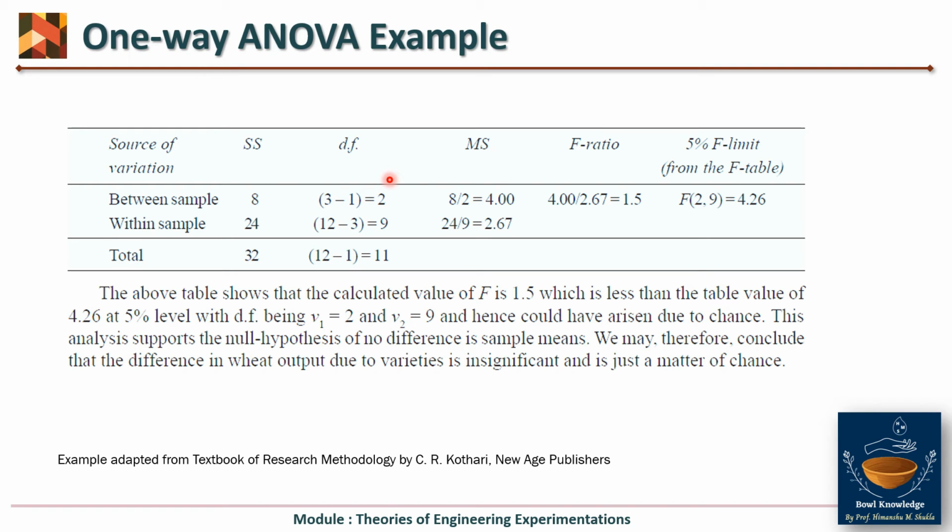And in case of within sample it is n minus k. So what is my n? 12 readings. And what is my number of samples? 3 samples. So n minus k will become 9. Then we find the mean square, just SS divided by degree of freedom. See how logically this table is derived. First you get this value, then this value, then this divided by this is your mean square. And when you take the ratio of the mean squares, between upon within, you will get F.